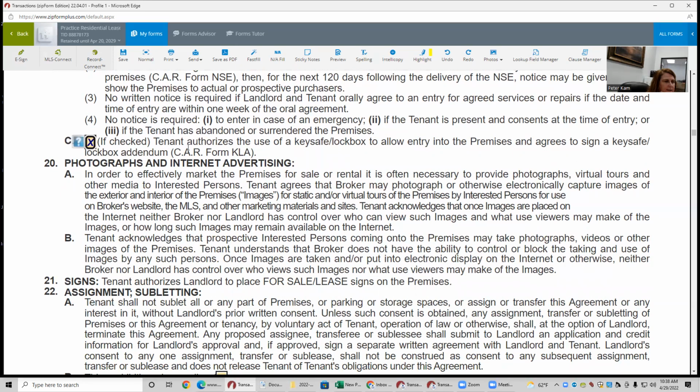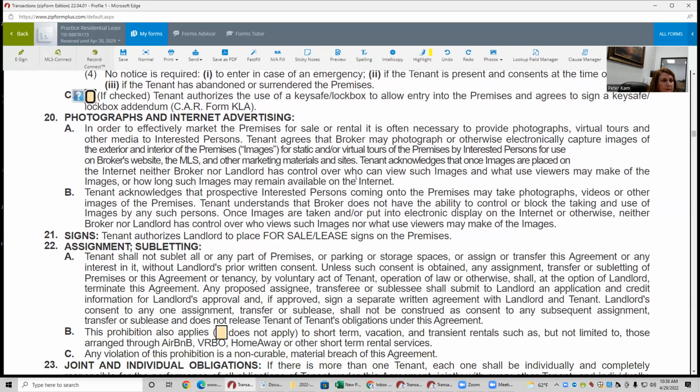And here, if you check, that means the tenant authorizes the use of a key safe lockbox to allow entry into the premises. So for me, it's really up to the landlord. If they ask my opinion, I probably would not want a lockbox on the premises with tenants in it, just so it makes everybody comfortable. But again, that is a landlord's call, not ours. So if the landlord wants to do that and have the tenant authorize the key safe, if the tenant does, then you need to submit CAR form KLA with this agreement.